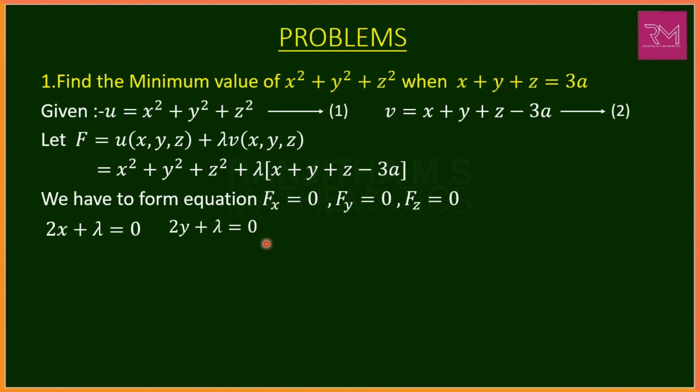Hence we get 2y plus lambda equal to 0. Similarly, fz is 2z plus lambda equal to 0. Here 2x plus lambda is equal to 0, 2y plus lambda is equal to 0, 2z plus lambda is equal to 0. Next step, we have to find x, y, z and lambda value.